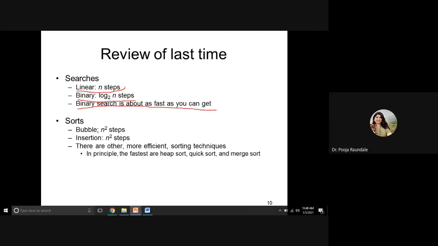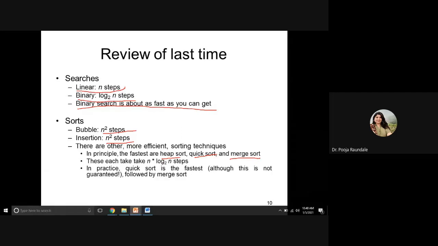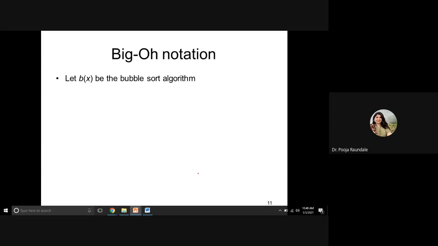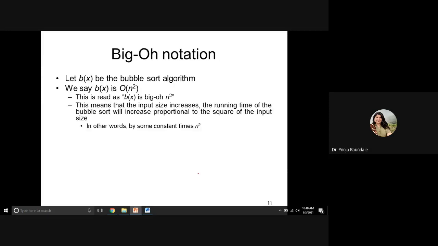In the same way, look at the sorting algorithms. Bubble sort, n squared steps. Insertion sort, n squared steps. There are other, more efficient sorting algorithms also. In principle, looking at the other constants and other steps, which is the fastest algorithm? Heap sort, quick sort, and merge sort. These are the fastest sorting algorithms. We will do the analysis later on. Quick sort is fastest, although sometimes it is not guaranteed. So, big O notation.